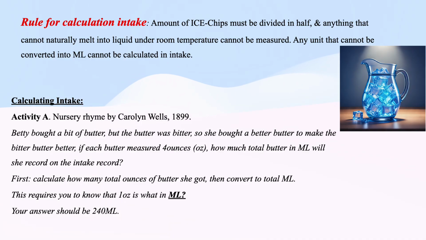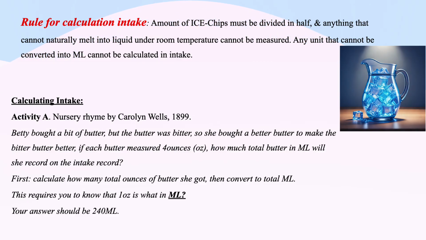The first activity I have for you is an old nursery rhyme once again, and from that we do have an activity. Let me see if you can pick it up. Now, this nursery rhyme goes like this. Betty bought a bit of butter, but the butter was bitter, so she bought a better butter to make the bitter butter better. Now, if each butter measured 4 ounces, how much total butter in ml will she record on the intake record sheet? Note how many times she has to purchase butter, and how many ounces each butter holds.